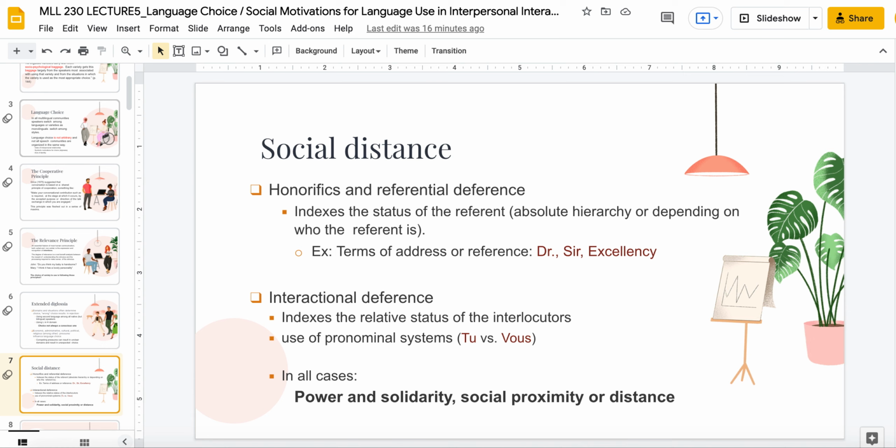It could be interactional. So this also indexes the relative status of the interlocutor. So in French and in Spanish, right, you have a certain verb that you would use depending on whether or not you're talking to a stranger or to someone who's more familiar to you. So like a tu versus vous situation. So in all these cases, there's certain dynamics at play. There's power, there's solidarity, there's social proximity, there's distance, right? So language is interacting within all these different factors to determine language choice.